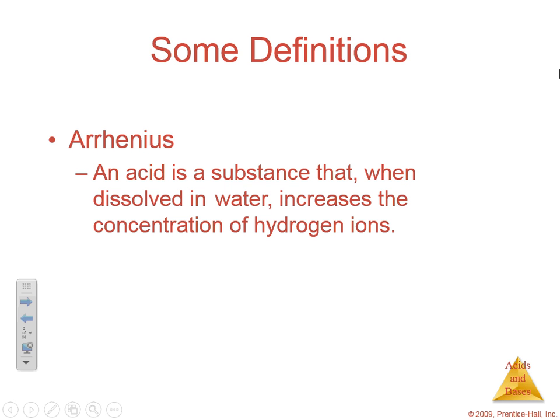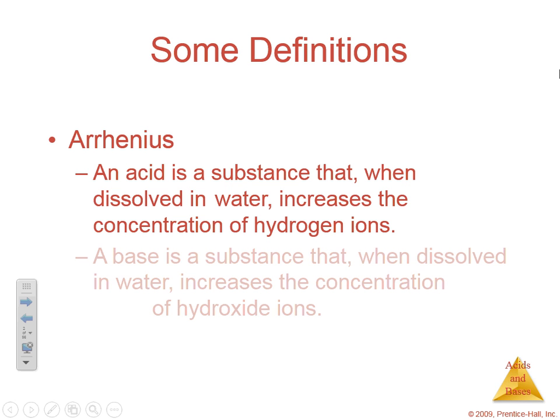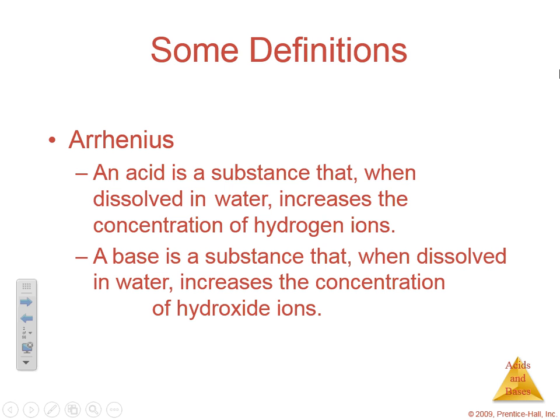When we talk about acids and bases, remember we have multiple definitions of an acid. Our first definition is Arrhenius. An Arrhenius acid is any substance that increases the concentration of hydrogen ions. An Arrhenius base is anything that increases the hydroxide ions. So from an Arrhenius perspective, we're focused on H and OH.